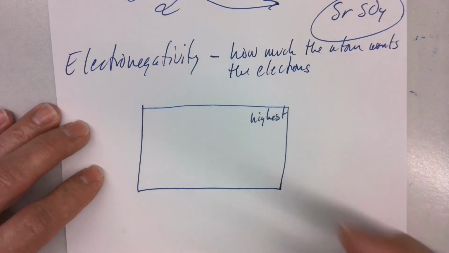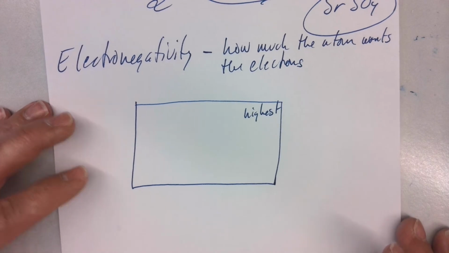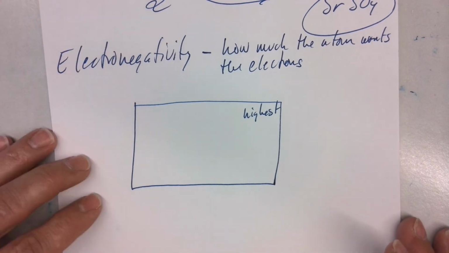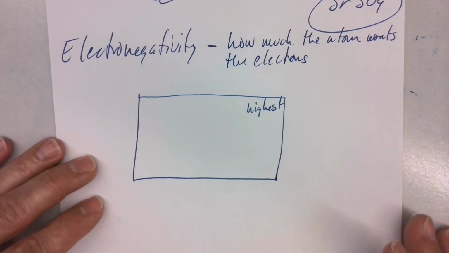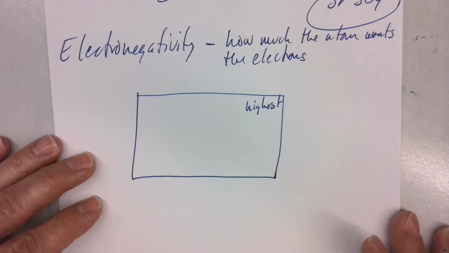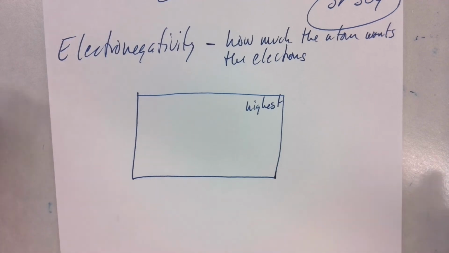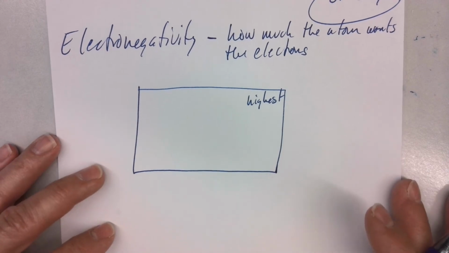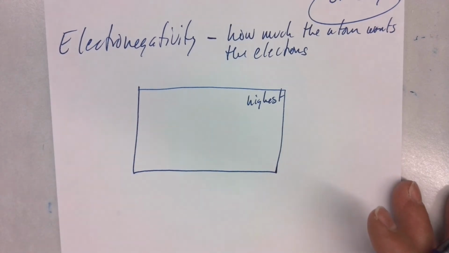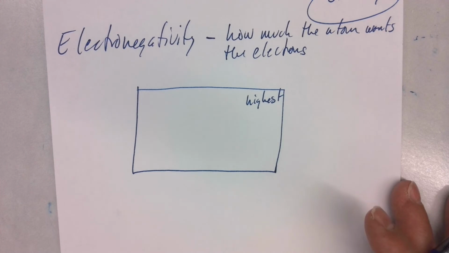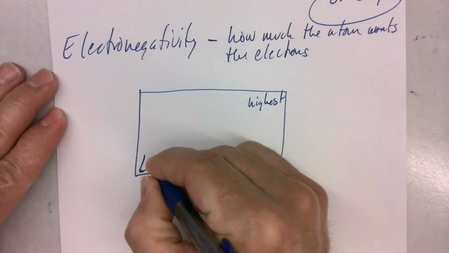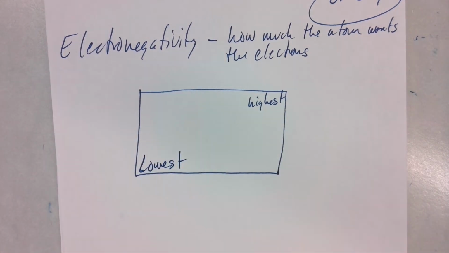Fluorine was the what? Who remembers what fluorine was? 4.0. Yeah, you're right, but what do they call fluorine? Most electronegative element. It was the T-Rex of the periodic table, right? So it's the highest, which means this one down here was the lowest, right? And so we just compared, right?